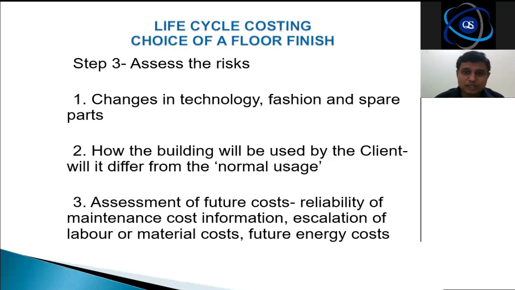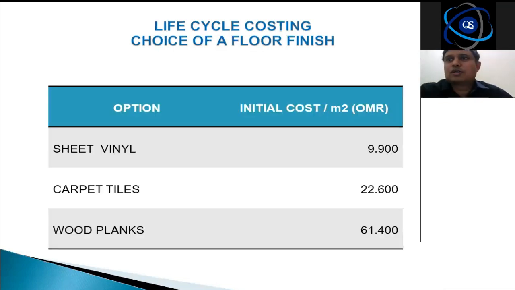Then, how will the building be used by the client, and will it differ from the normal usage? That is also important, which we need to talk about. Then the assessment of future cost, reliability of maintenance cost information, escalation of labor or material cost, and future energy cost that we are talking about. Then let us move on to the initial cost related to this particular item. Now, if you are talking about the initial cost.